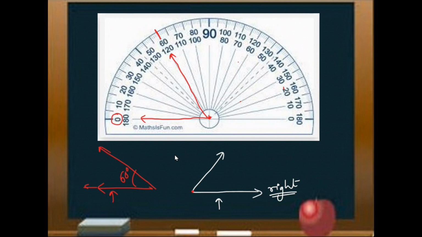So the measure of this angle is going to be 60 degrees. Okay. Understood everybody? So I hope you have understood what angles are, how they are formed, what the different types of angles are, what the names of the different types of angles are, how to identify them, and how to measure angles by using a protractor.